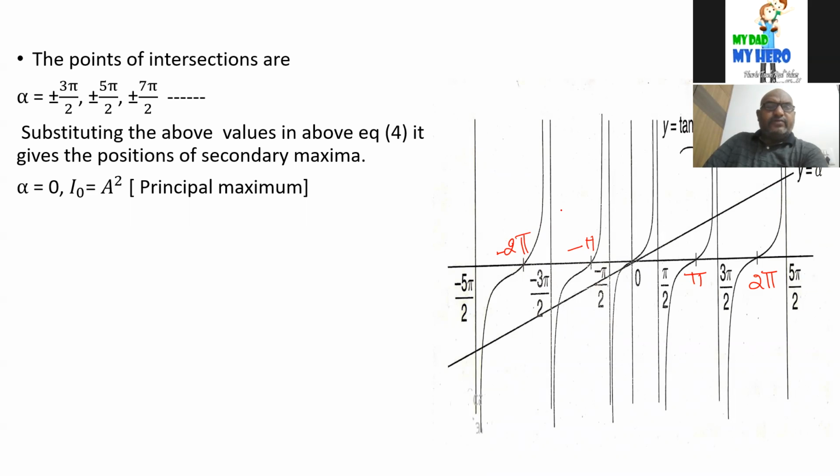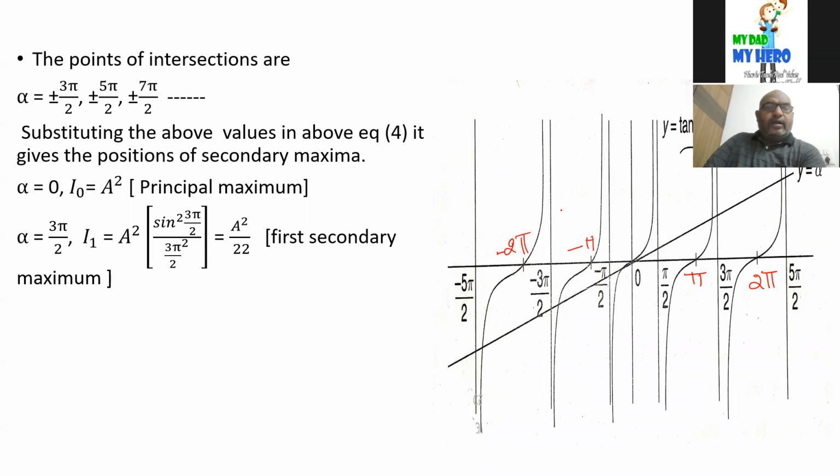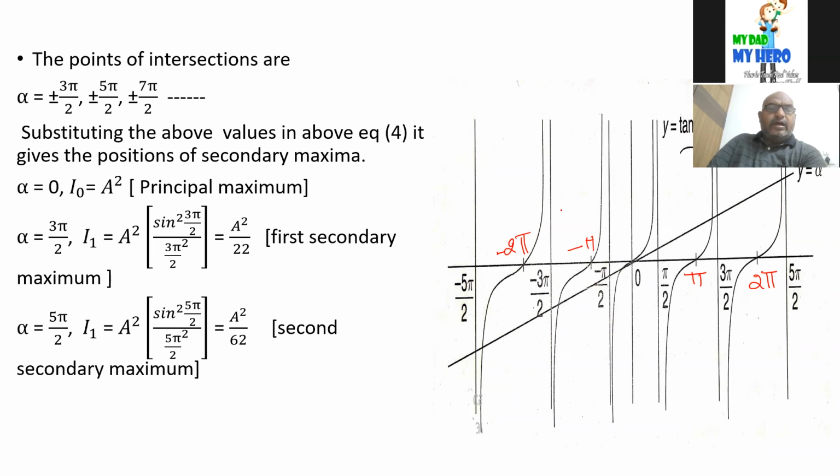Substitute in the equation with respect to alpha. Alpha is equal to 0: I naught is equal to A square, the principal maxima. And alpha is equal to 3 pi by 2: I1 is equal to A square sin square 3 pi by 2 by 3 pi by 2 whole square, which is equal to A square by 22. That is the first secondary maxima. And alpha is equal to 5 pi by 2: we substitute 5 pi by 2 in place of alpha, which gives A square by 62, the second secondary maxima.